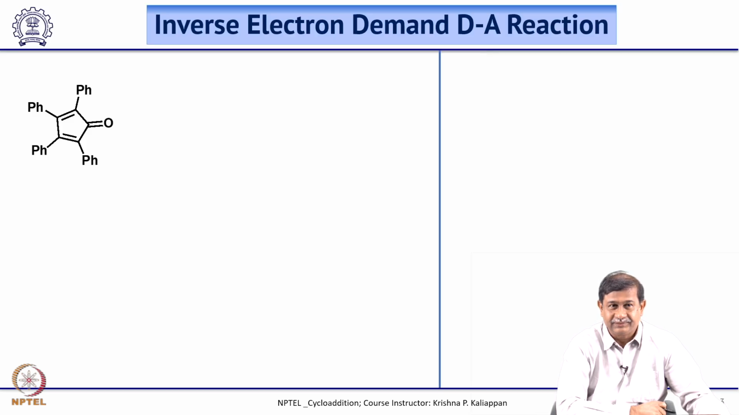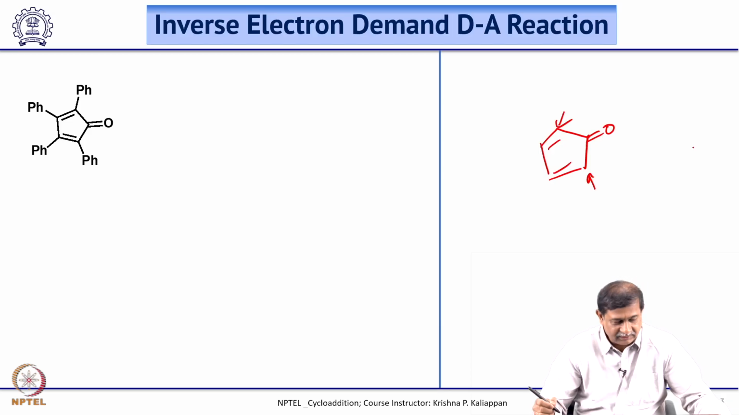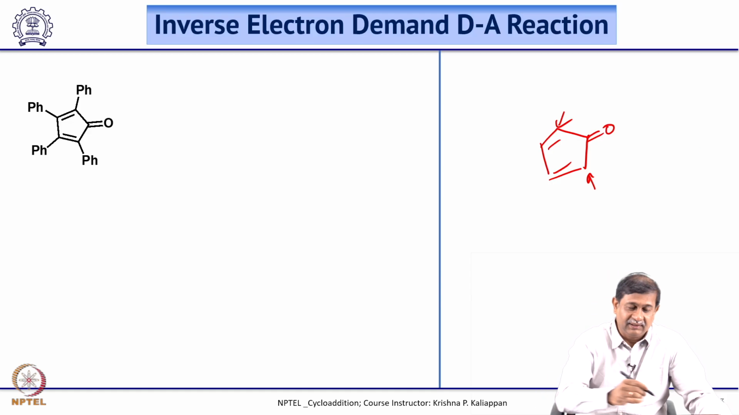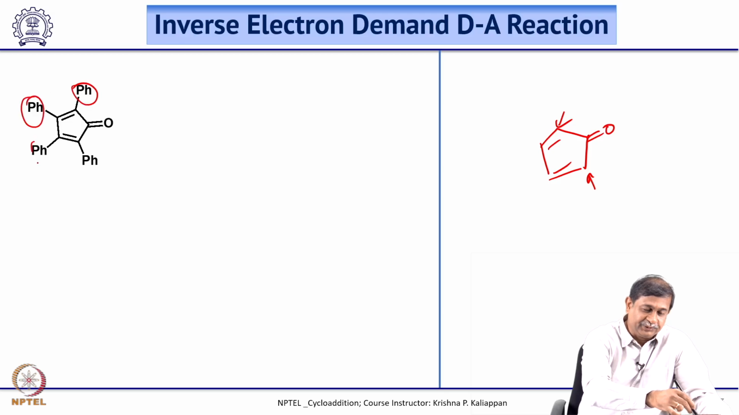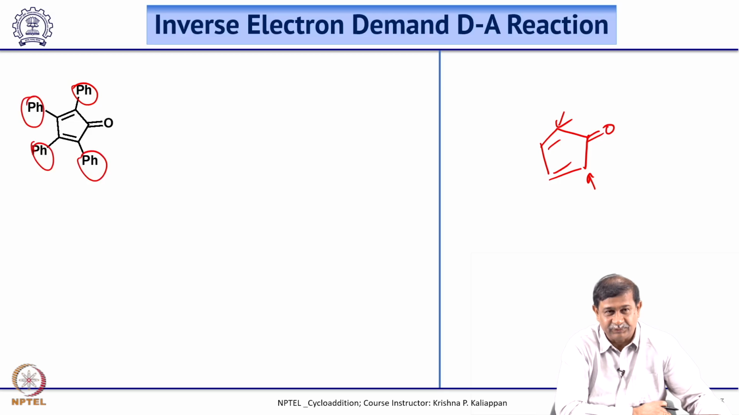Take another example. Here, if you look at this example, it is cyclopentadienone. Cyclopentadienone, as you know, is electron deficient. So you have a carbonyl group attached to this diene. Moreover, cyclopentadienones are anti-aromatic, so highly unstable. But this can be stabilized by putting 4 aryl groups. These 4 aryl groups stabilize this anti-aromatic compound.